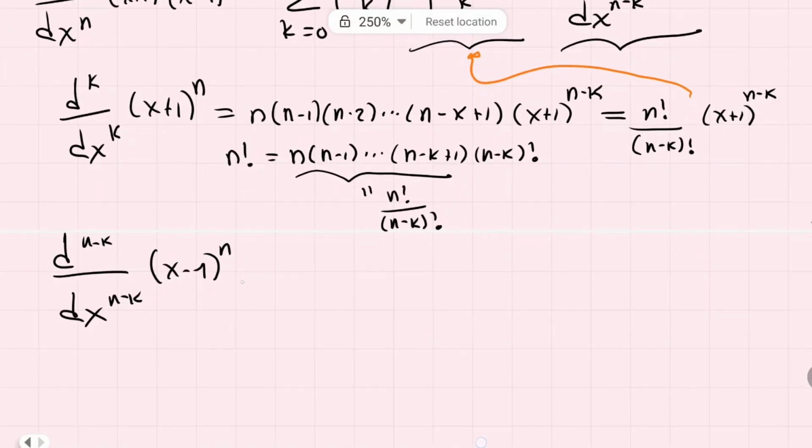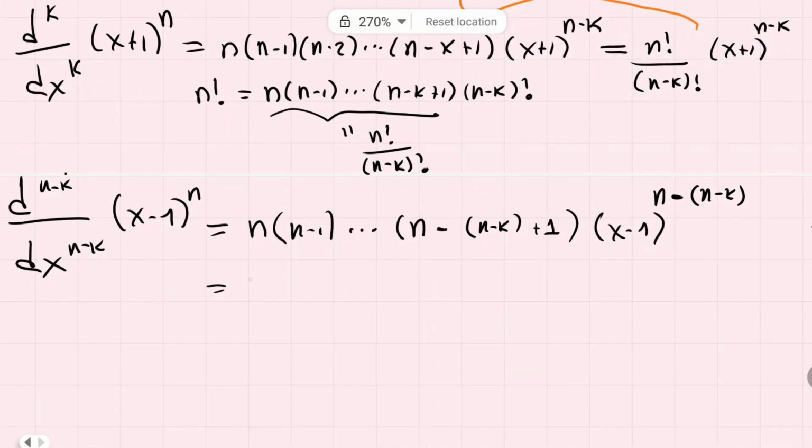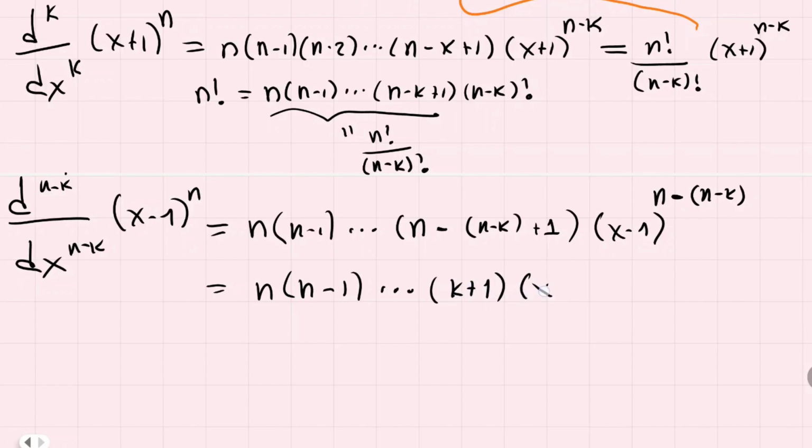Okay, so if we develop this, we are going to have n times n minus 1 all the way up to, well, it will be n minus the order of the derivative, that is n minus k plus 1, times x minus 1 to the n minus k power. And this will be equal to n times n minus 1 all the way up to k plus 1 times x minus 1 to the kth power.